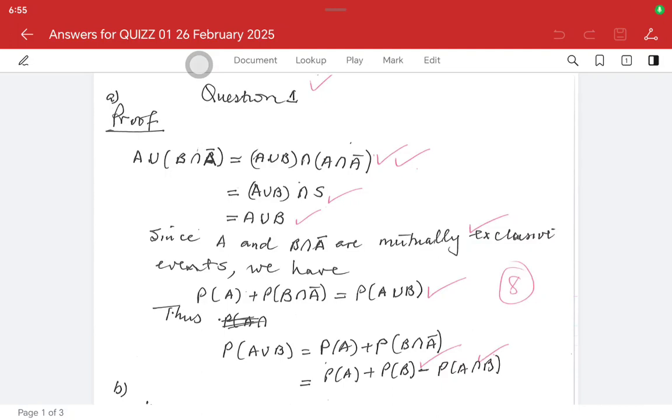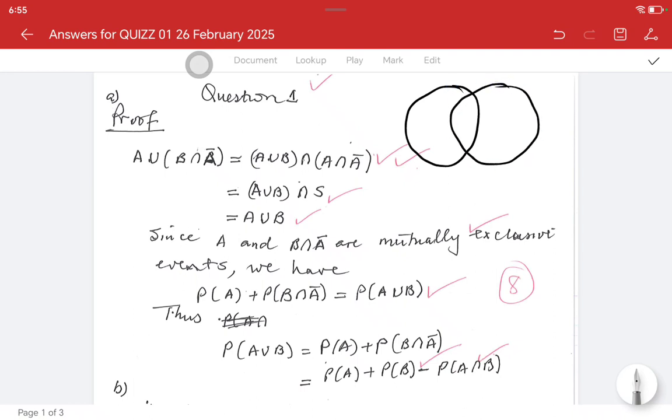Okay, so what this proof says is this. If I have two sets, let me just draw a Venn diagram, and then I have set A and set B. You see, right? And we know that all of this is A union B.